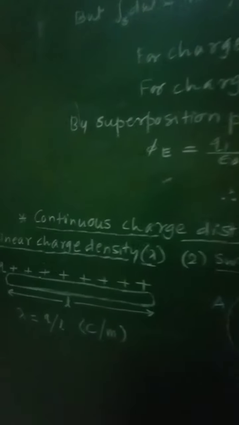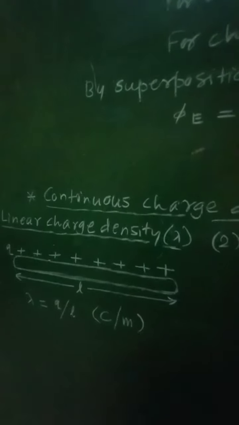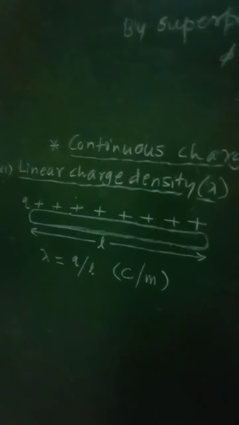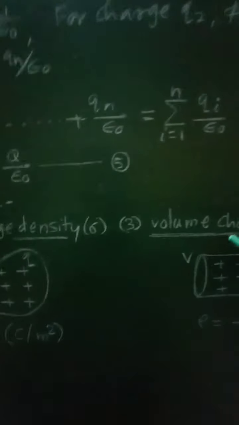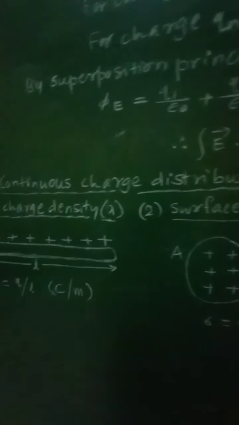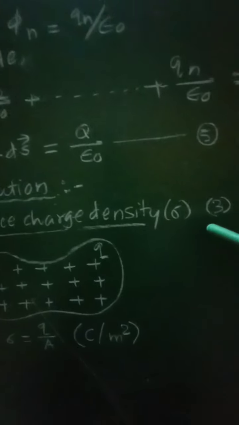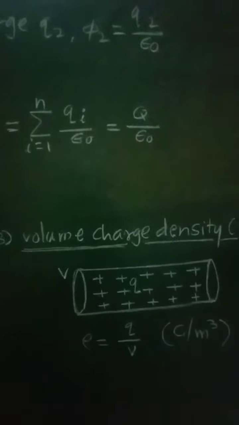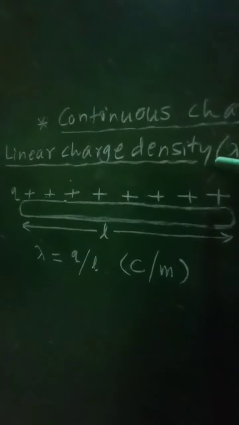And now let us see the continuous charge distribution. Charges may be continuously distributed in three different ways, that is linear charge distribution, surface charge distribution, and volume charge distribution. And therefore here we will define linear charge density lambda, then surface charge density sigma, and volume charge density rho. All these three terms we will have to define. So let us see first the linear charge density lambda.